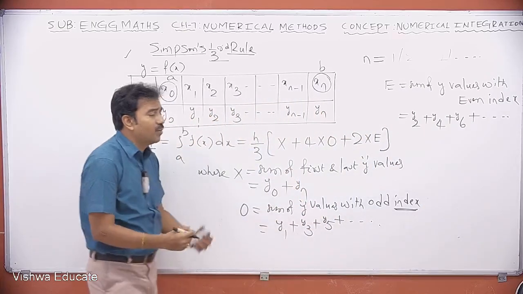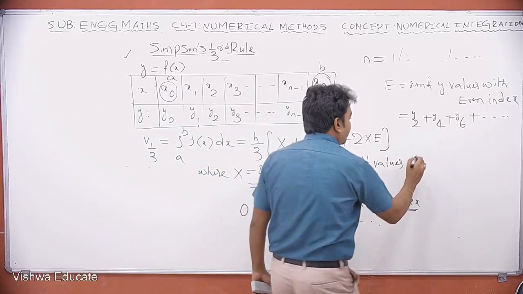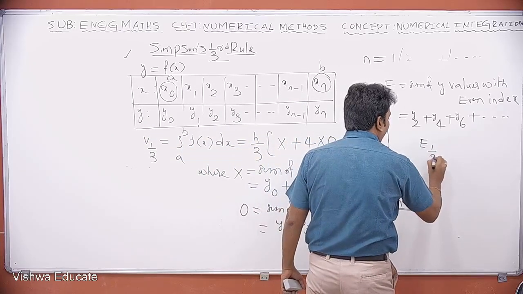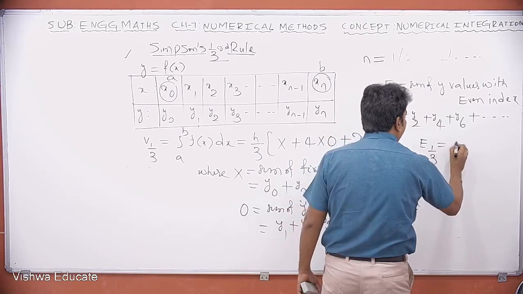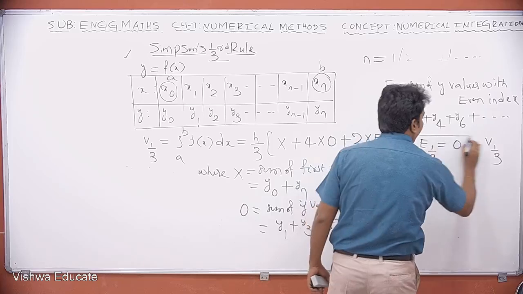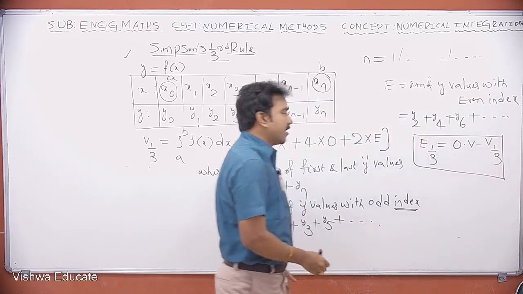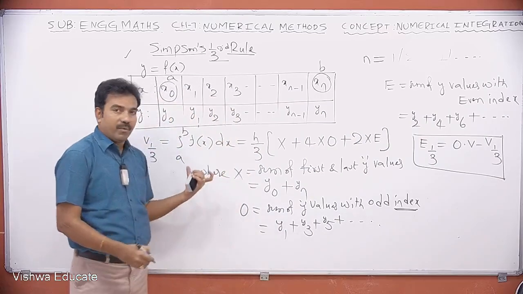Now here also we can measure error values. Error by the 1/3 rule, I represent by E1/3. This is nothing but OV minus V1/3. OV means the value by direct integration. This is the way to get the error value as well as V1/3.